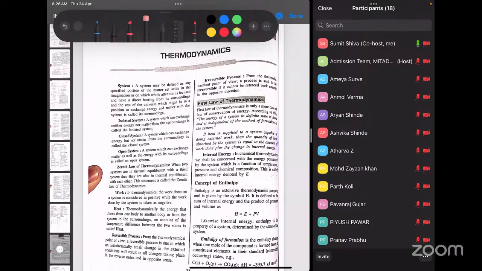Universe is equal to system plus surrounding. System is that specific portion which we want to study. And apart from that, what is remaining is the surrounding. And if you club them, you will get the universe.